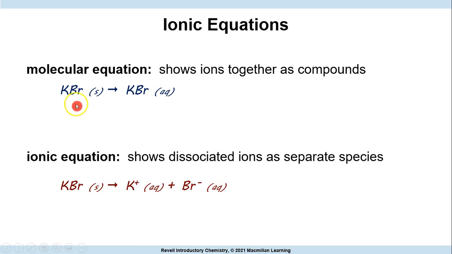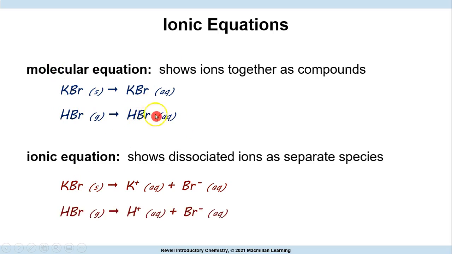Now let's look at a second example. The second example here is going to be hydrogen bromide gas. The molecular equation is going to be hydrobromic acid, and the ionic equation is going to be the hydrogen ion and the bromide ion. So this is the ionic equation, this is the molecular equation.